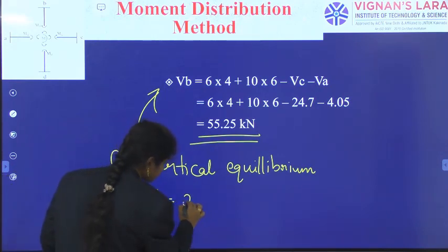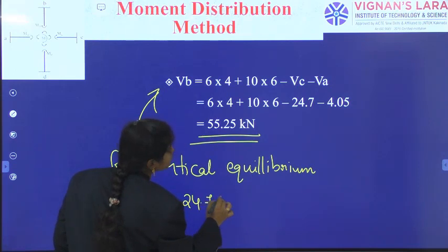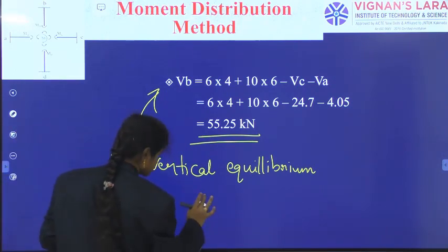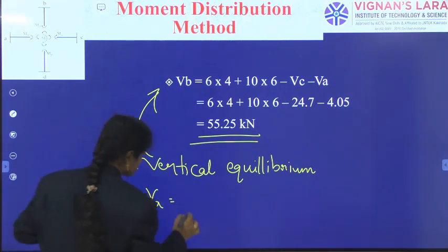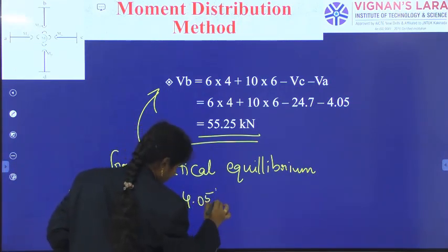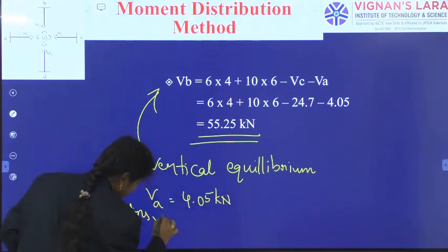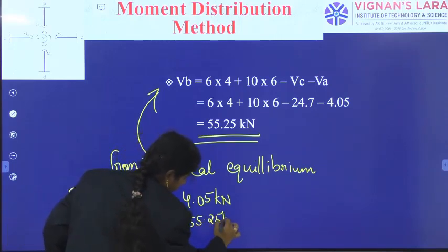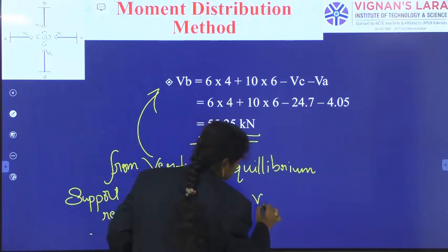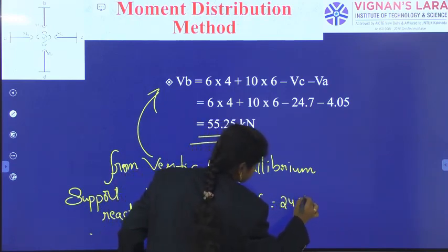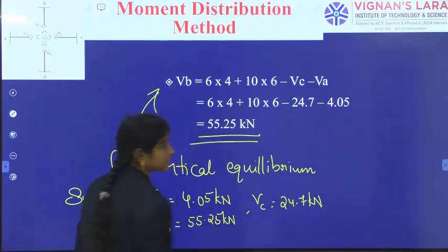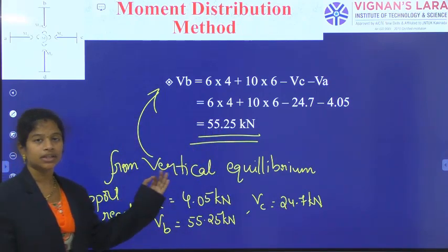VA is equal to 4.05, VB is equal to, and VC is equal to. So these are the support reactions for the actual beam with the loadings.